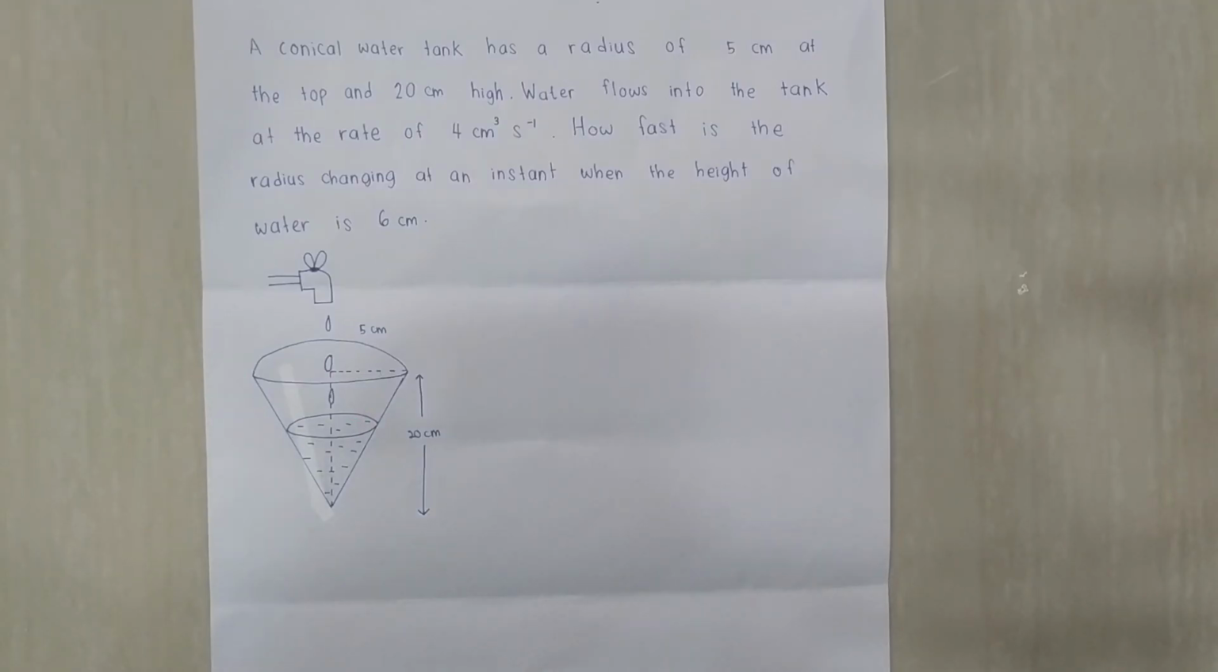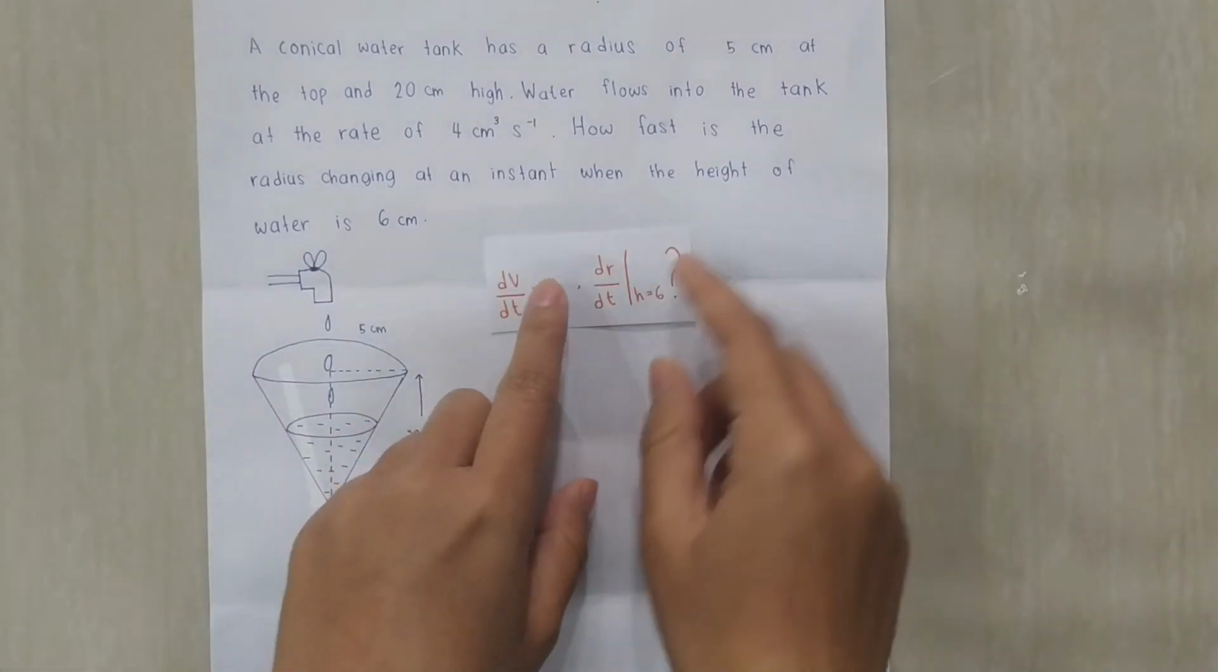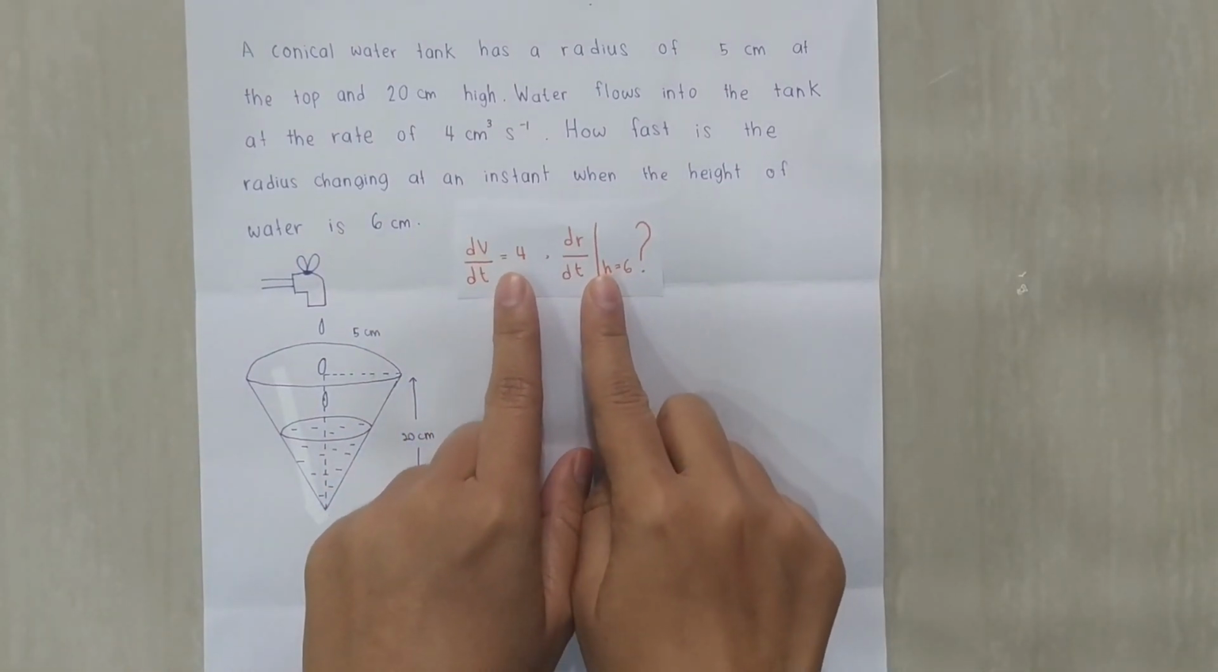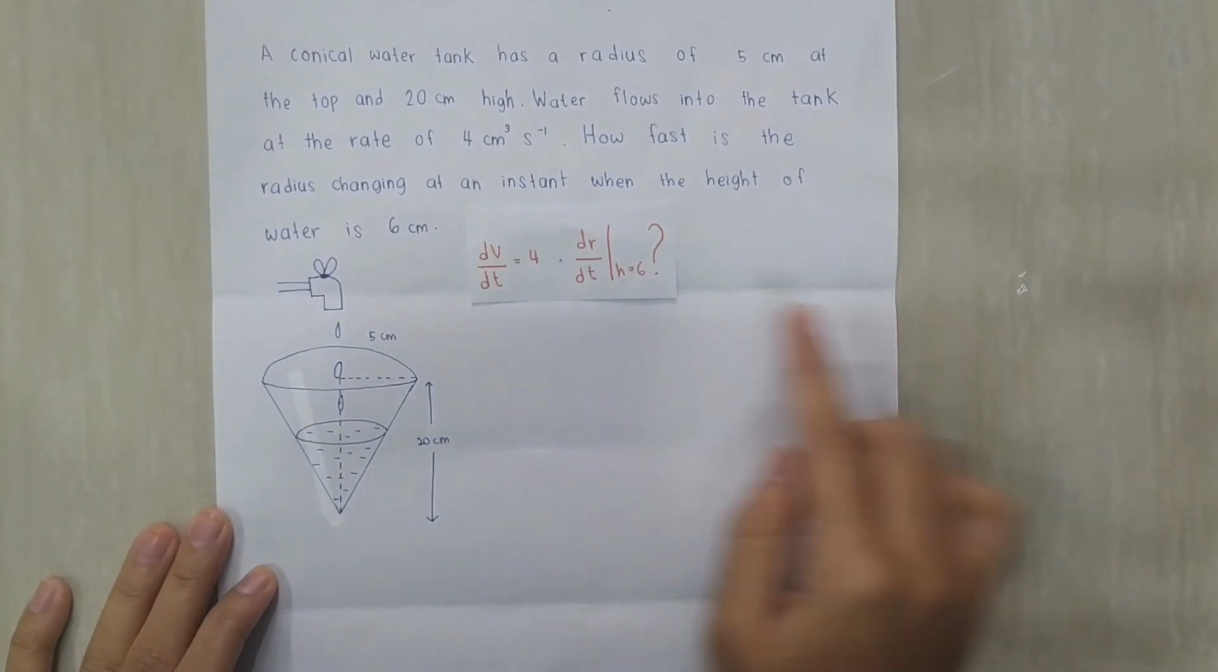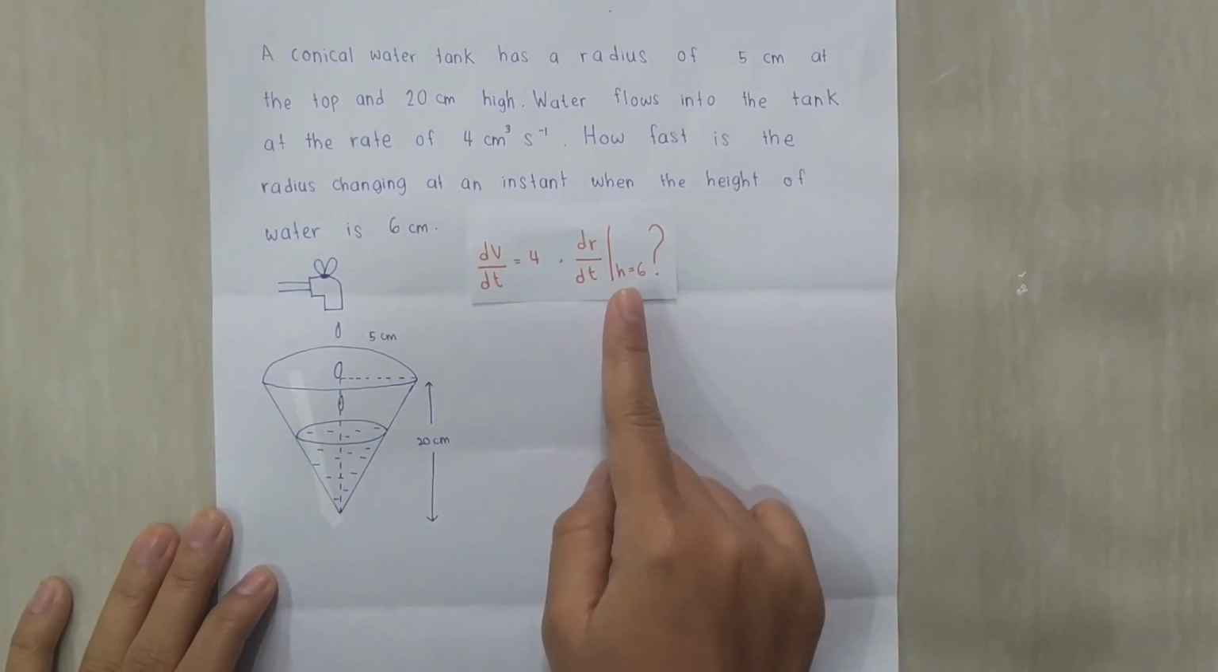A conical water tank has a radius of 5 cm at the top and is 20 cm high. Water flows into the tank at the rate of 4 cm³ per second. The question is, how fast is the radius changing at an instant when the height of water is 6 cm? So given here is dV over dt equal to positive 4 cm³ per second, and we have to find dr over dt when h is 6.